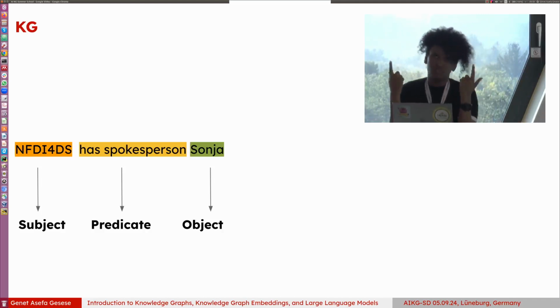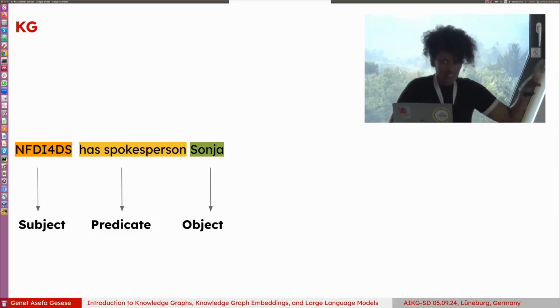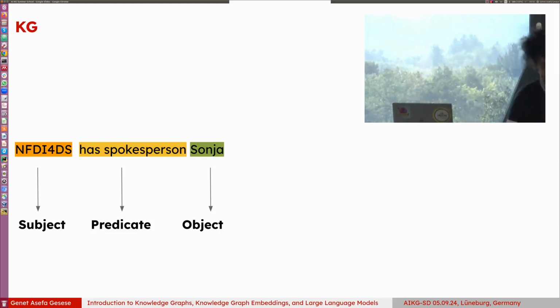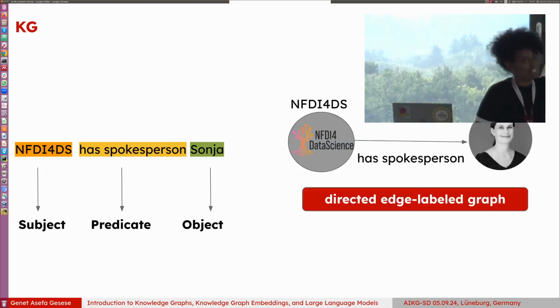Now, if I want to visualize how I can actually represent this in graph form, I can create nodes representing the subject and the object, right? For the subject, I have NFDI for Data Science, whatever is in the circle is a node in the graph. And then I have "has spokesperson", and then for the object, I have Sonia there.